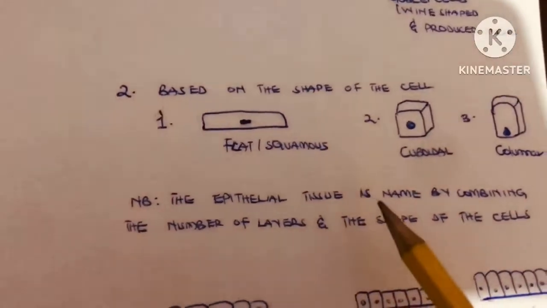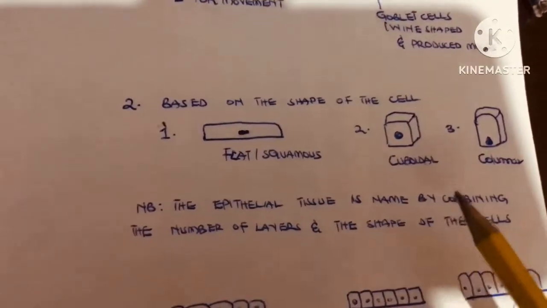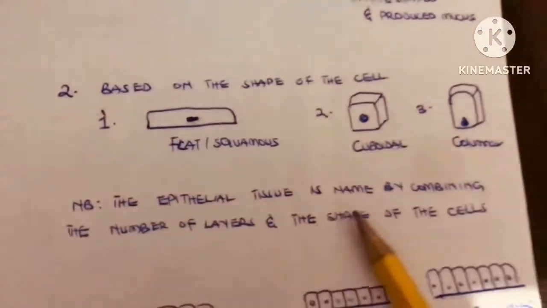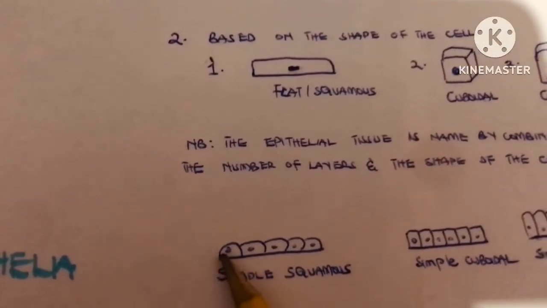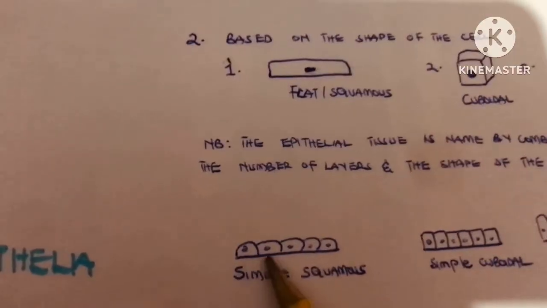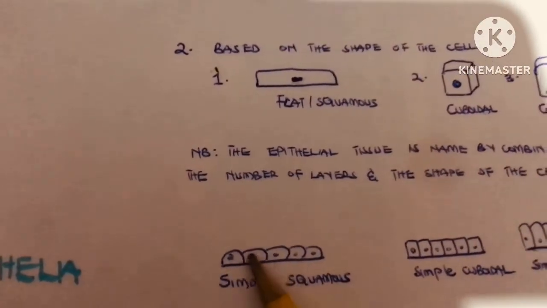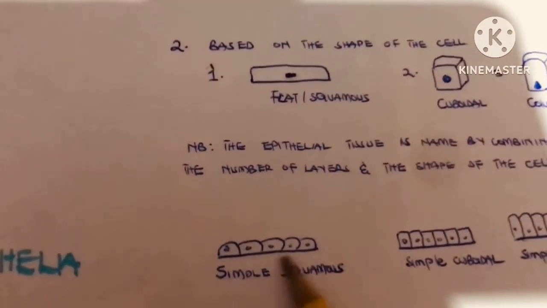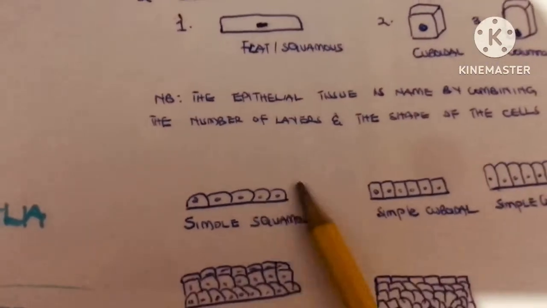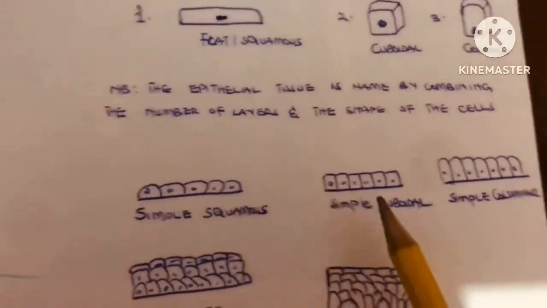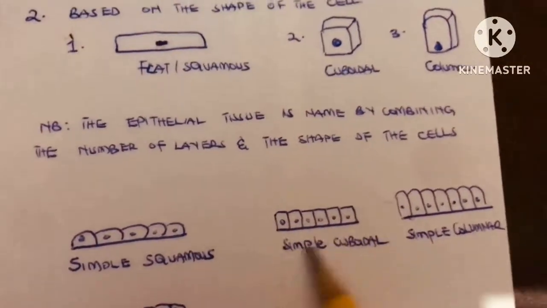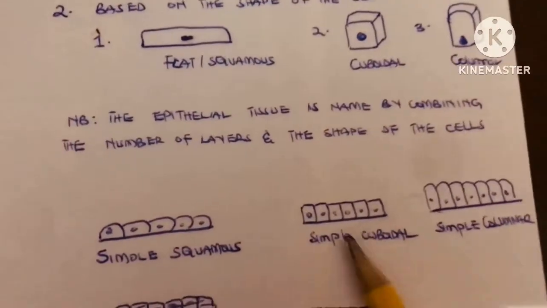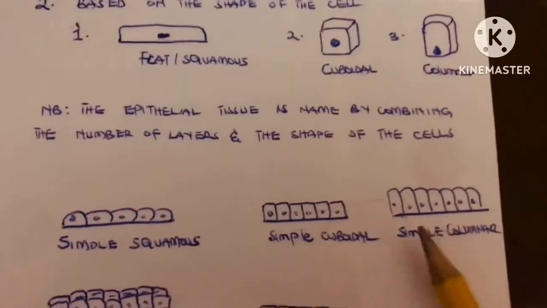So one thing I want you guys to note is that epithelial tissue is named by combining the number of layers and the shape of the cell. For example, when I have something like this, I know that this is only a single layer, so simple, and the shape of the cells is flat, so squamous. So this will be simple squamous epithelial tissue. When you look at this simple one, the cells look cuboidal, so this is simple cuboidal epithelial tissue. Same applies to this, simple columnar.